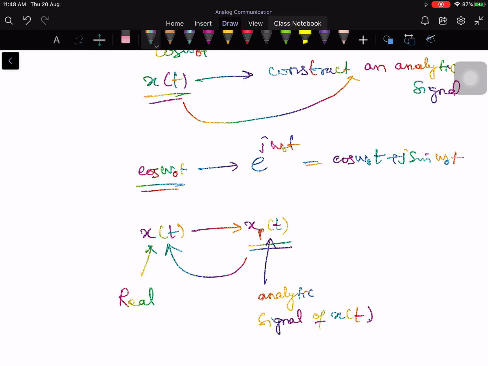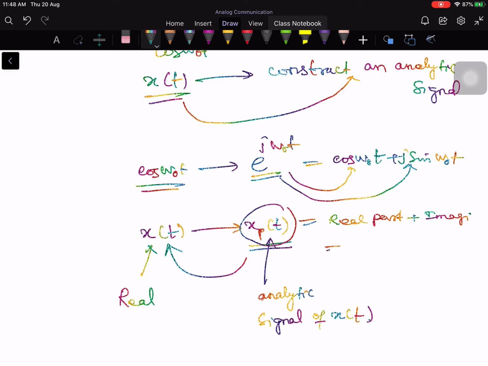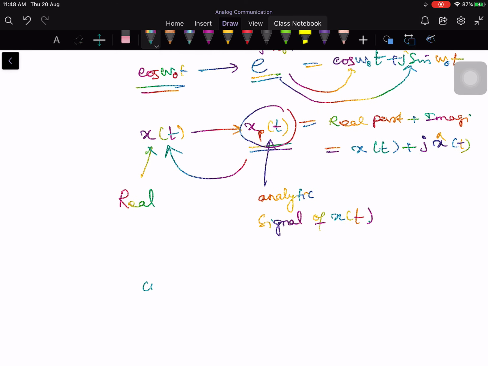Okay. Now see, you have a complex exponential. That complex exponential has a real part as well as an imaginary part. Similarly, this also has a real part plus an imaginary part. So the real part is denoted by x of t and its imaginary part is j times its Hilbert transform. Now you can get the connectivity between x of t and cos omega naught t. See, cos omega naught t, if you take the Hilbert transform, you will get sin omega naught t.